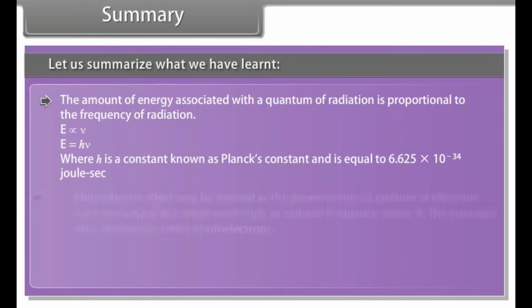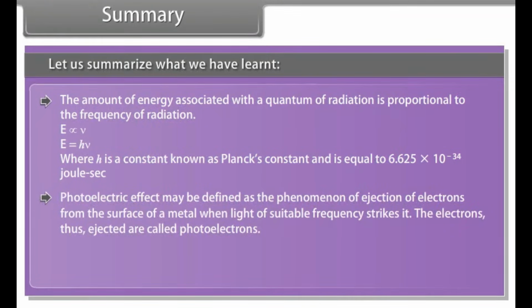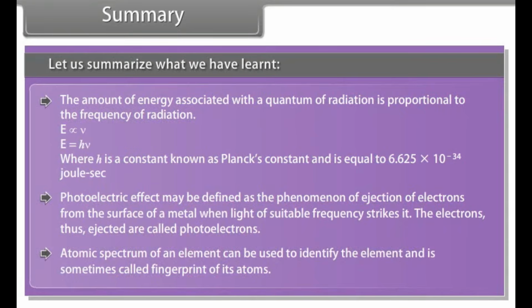Photoelectric effect may be defined as the phenomenon of ejection of electrons from the surface of a metal when light of suitable frequency strikes it. The electrons thus ejected are called photoelectrons. Atomic spectrum of an element can be used to identify the element and is sometimes called the fingerprint of its atom.